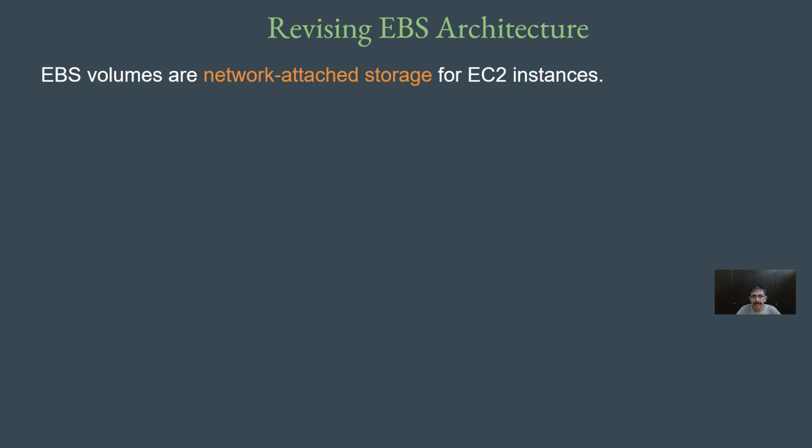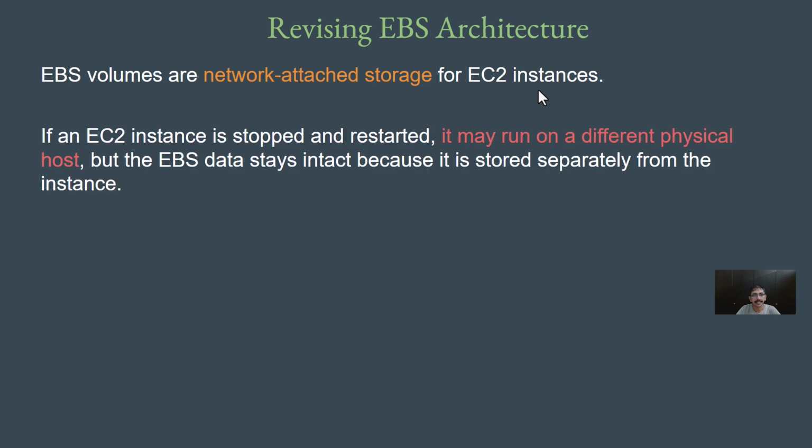Now, one thing that needs to be noted is that EBS volumes are network attached storage for the EC2 instances. And this is the reason why, in case you stop and start your EC2 instance, it may run on a different physical host, because ultimately it is like a virtual machine. But the EBS data stays intact because it is stored separately from the instance. Let's understand this through a diagram. It will give better clarity.